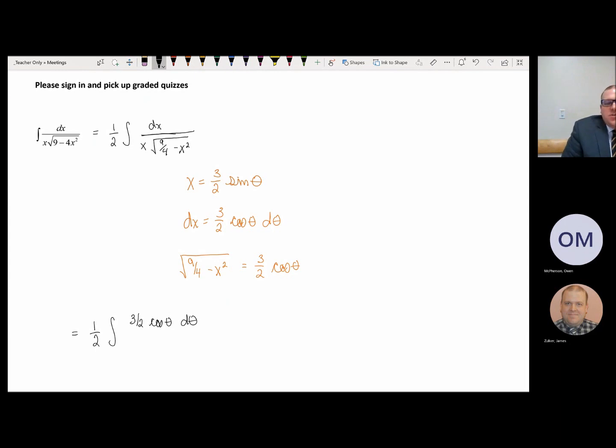dx gets replaced with 3/2 cosine theta d theta. x gets replaced with 3/2 sine of theta. The square root gets replaced with 3/2 cosine of theta. I don't know why I put a second d theta. I don't need it.